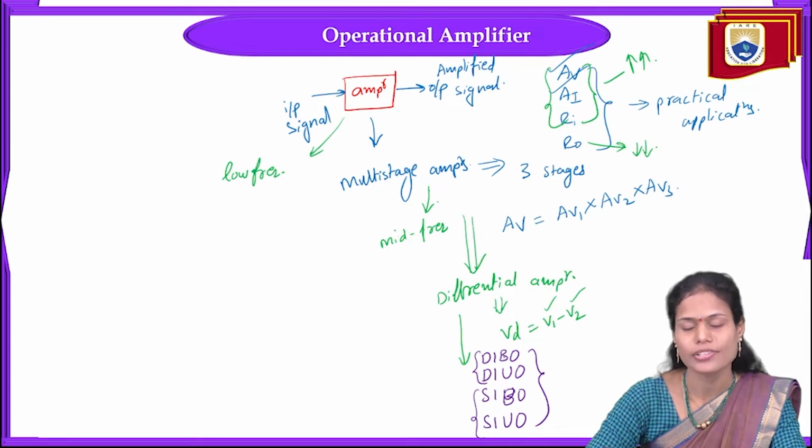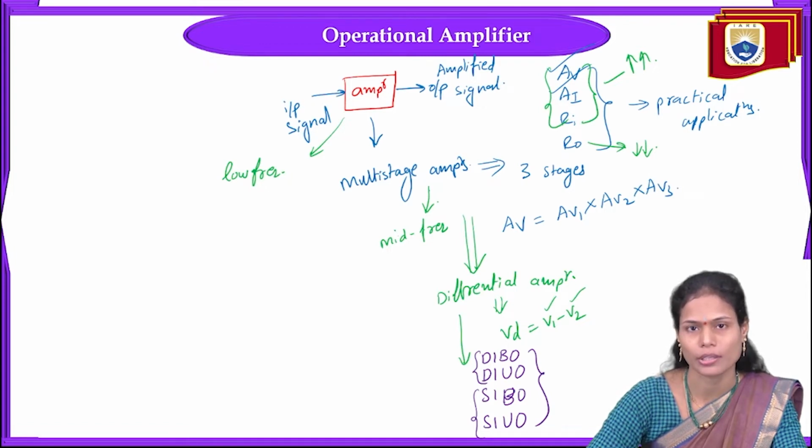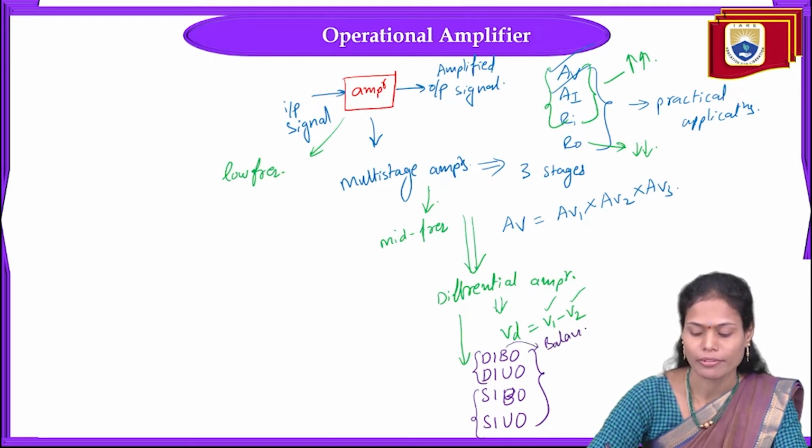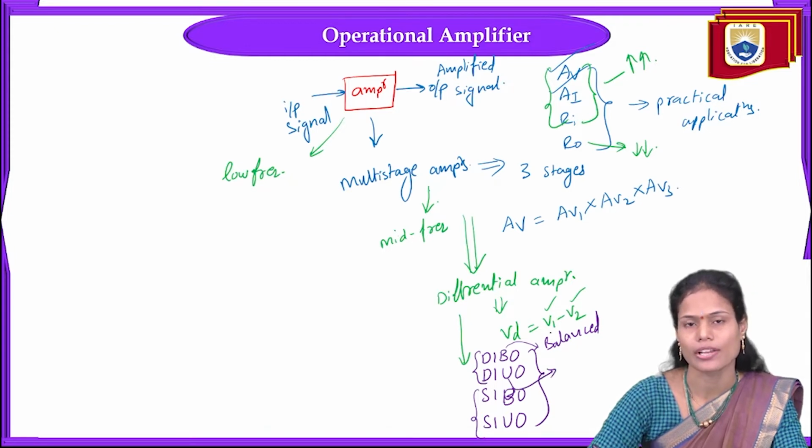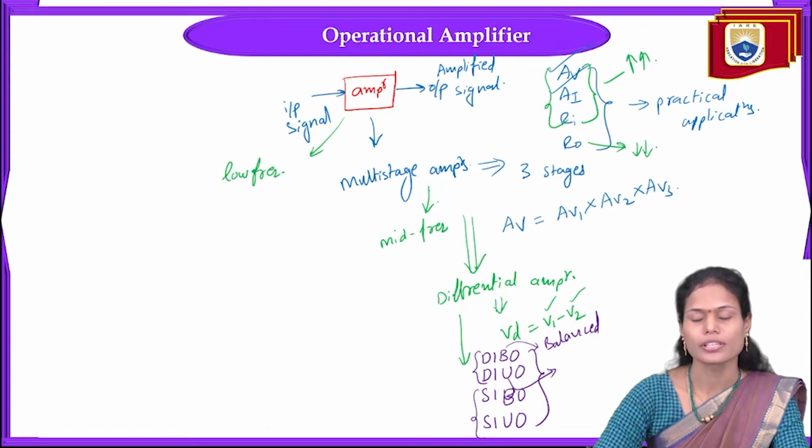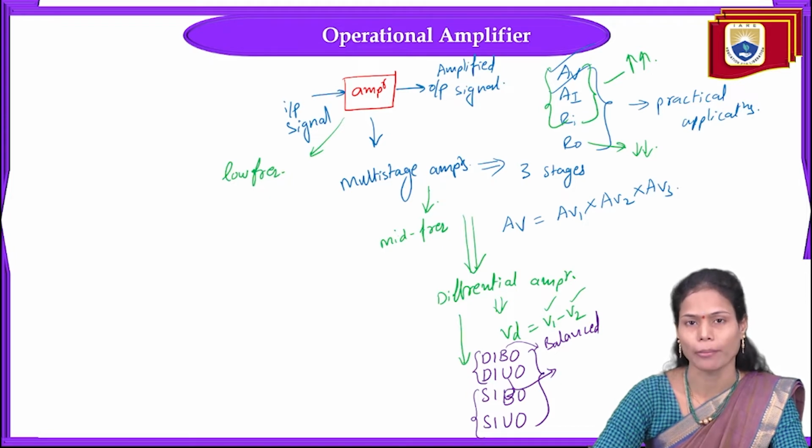If we are using a single input, those are single input amplifiers. And what about balanced and unbalanced here? Once we are measuring the output across the common point of two collector terminals of the differential amplifier, we call it a balanced amplifier, or else if we measure across any one collector of the transistor, we call it the unbalanced differential amplifier.